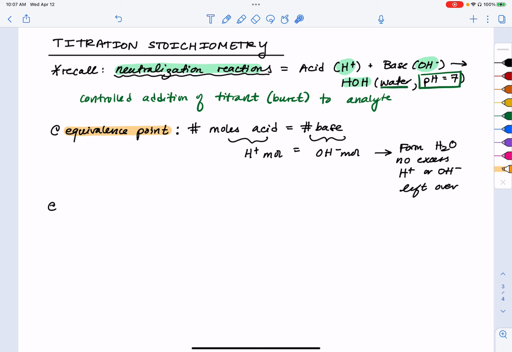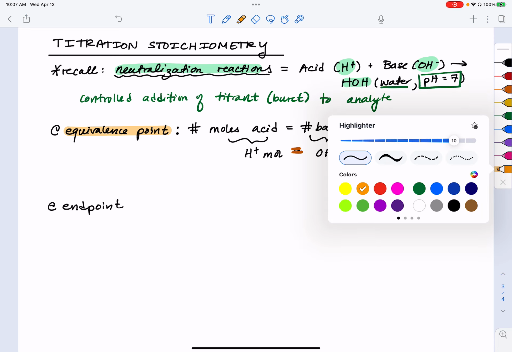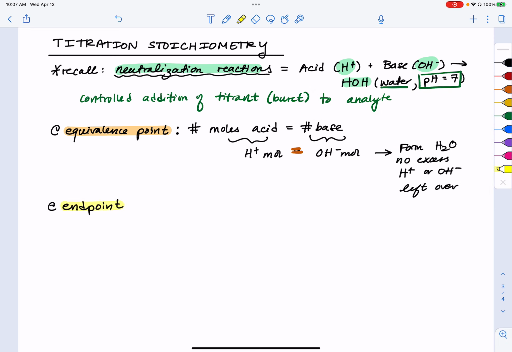However, this idea of perfect equivalence, like adding the exact same number of acid or base moles to your analyte, is not something that's really super realistic in a lab setting. So what we were witnessing in the lab yesterday is the endpoint of a titration. So in Chem 210, we're going to effectively call these the same, but in Chem 220, we are going to make a distinction between the two.